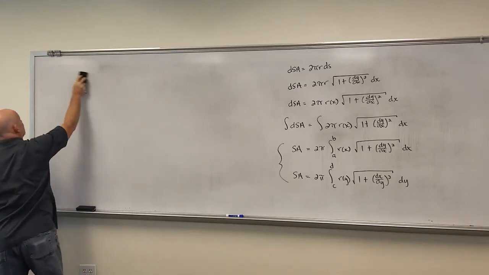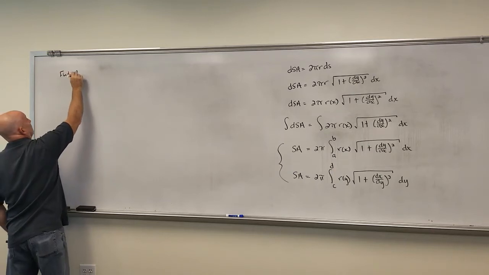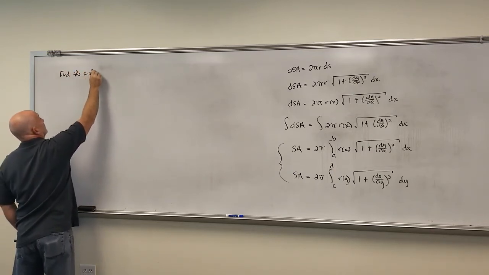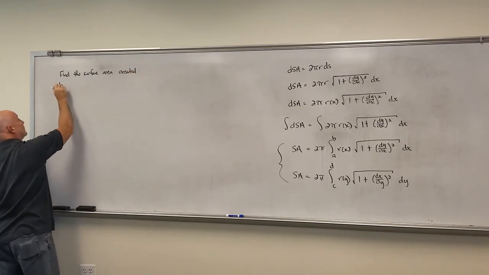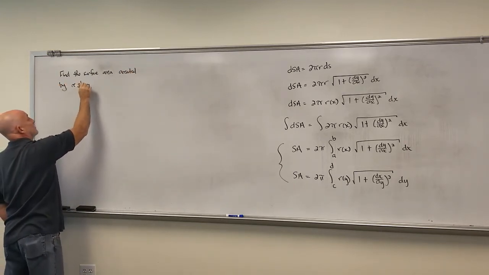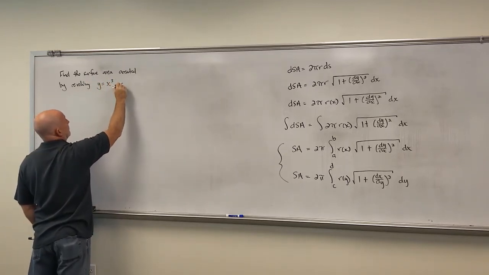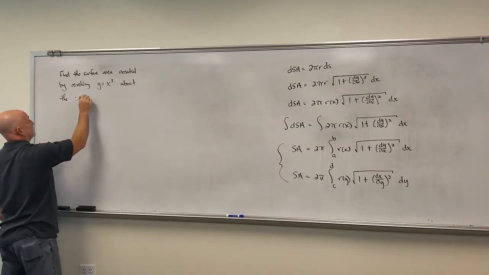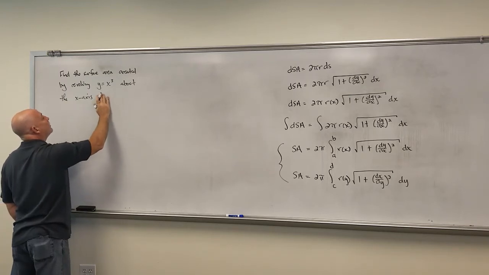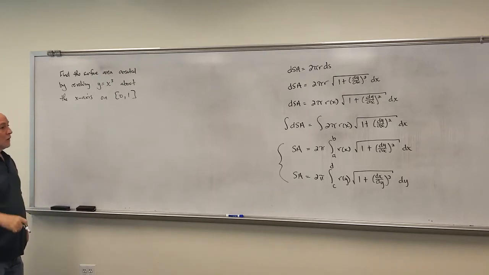So find the surface area created by revolving, let's do something easy, y is equal to x cubed about the x-axis on the interval, I don't know, 0 to 1. Make it real easy. Okay, so let's see if we can put this together.